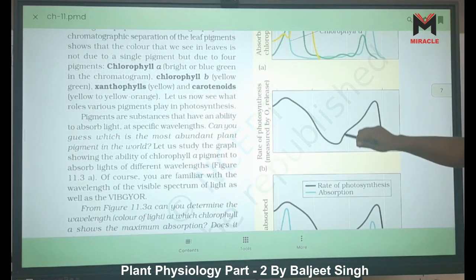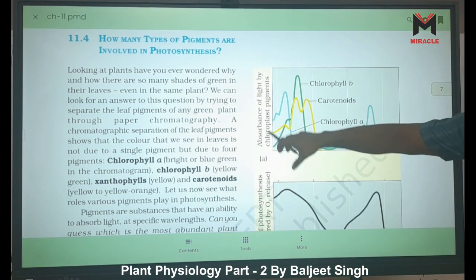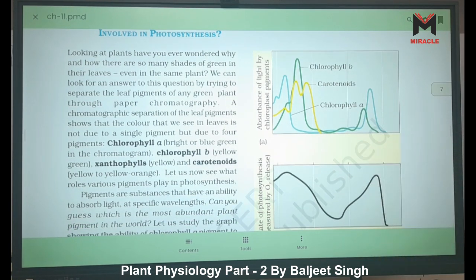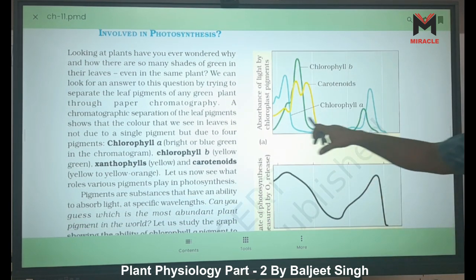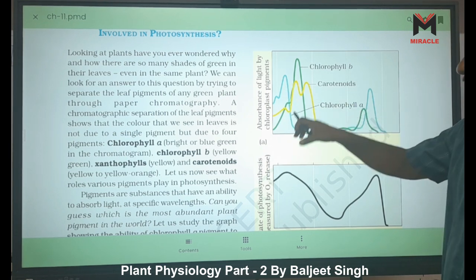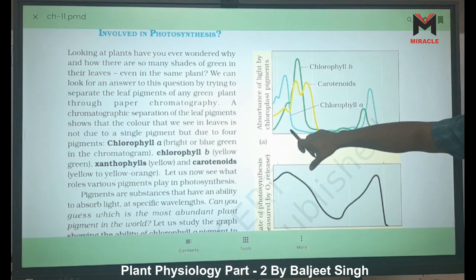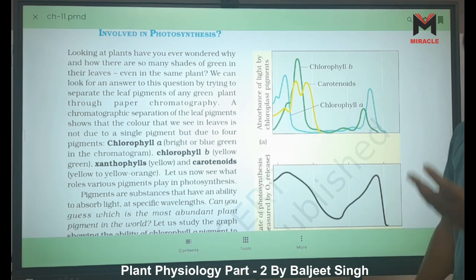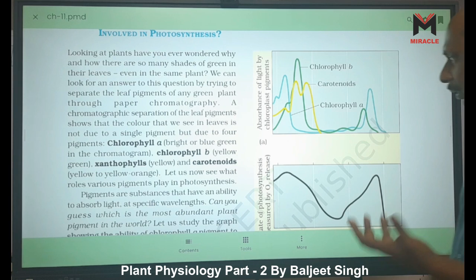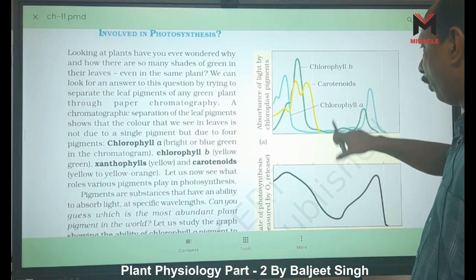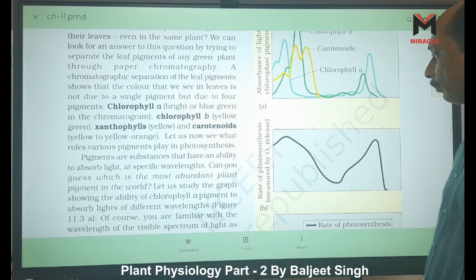Look here, the graph is given: absorption of light by chloroplast pigments. We have 4 types of pigment. Here this blue color represents chlorophyll A. We easily see that the most absorbed parts are the blue light and the red light. Chlorophyll B and carotenoids are also shown, right?